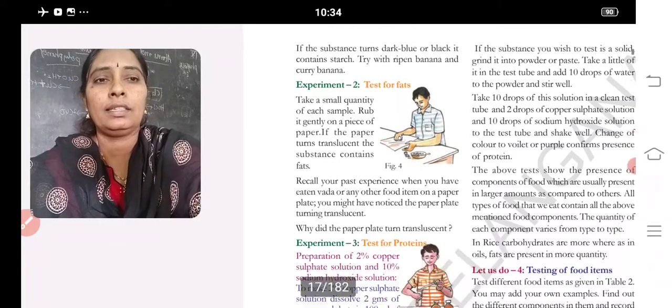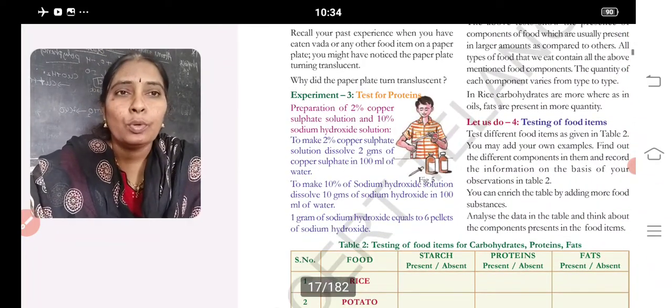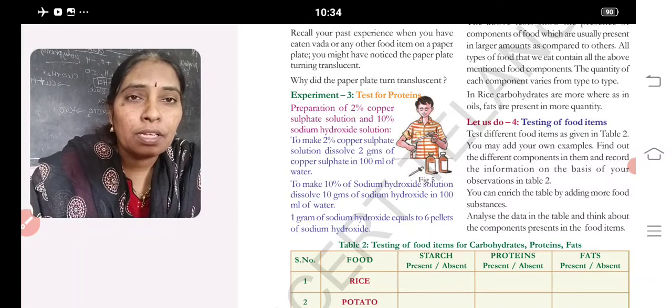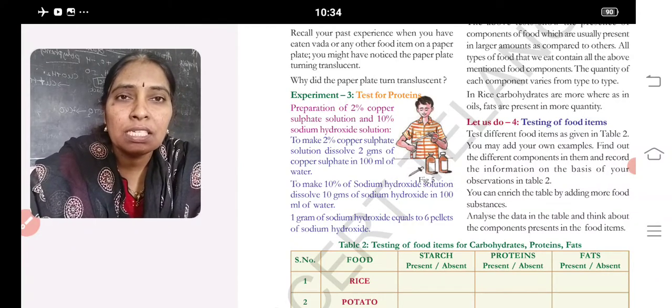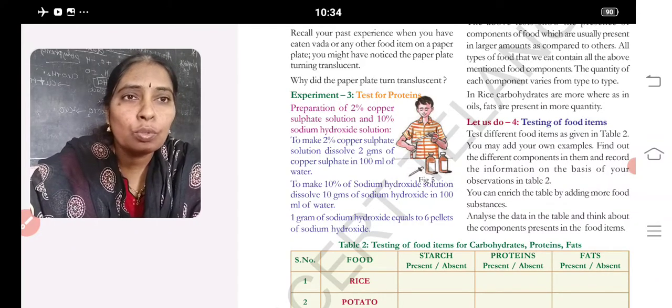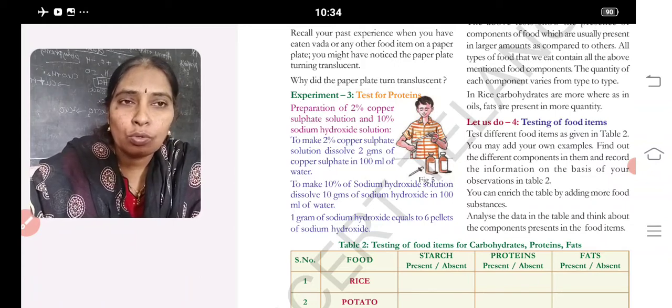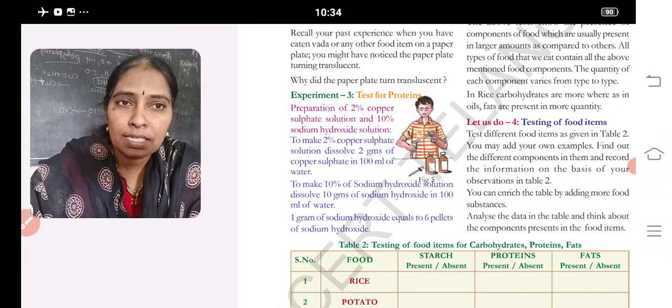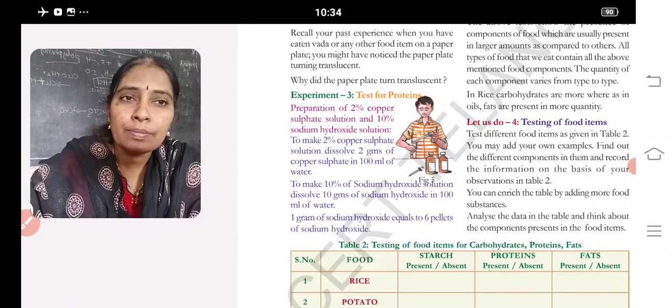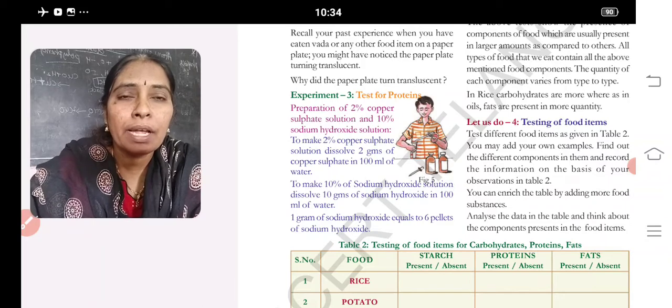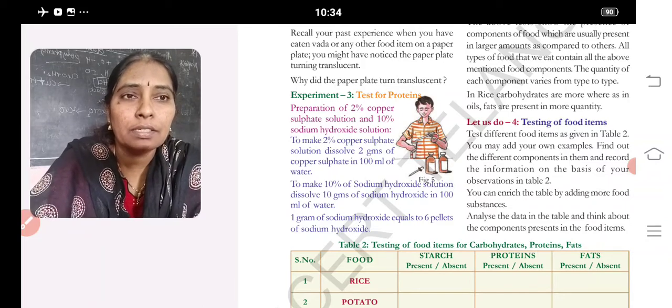Okay, next, test for protein. To test whether protein is present in any food item or not, first we need to prepare two solutions, that is copper sulfate solution and sodium hydroxide solution. How will you make a copper sulfate solution? Take 2 grams of copper sulfate and dissolve in 100 ml of water. Then the copper sulfate solution is ready. And take 10 grams of sodium hydroxide and dissolve in 100 ml of water. Then the sodium hydroxide solution is ready.